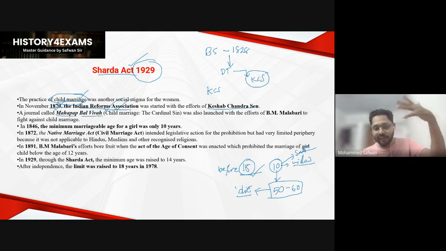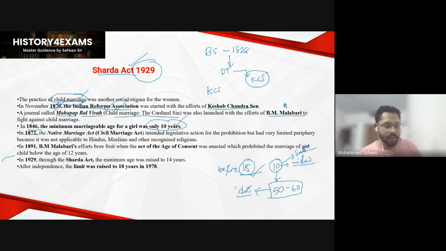Mahapab Bal Vivah means child marriage is a cardinal sin. It was written by B.M. Malabari, against child marriage. You have to study the name of the author and the work. In 1846, the minimum marriageable age for a girl was only 10 years. During the first half of the 19th century, if a girl reached the age of 10, she could be married.